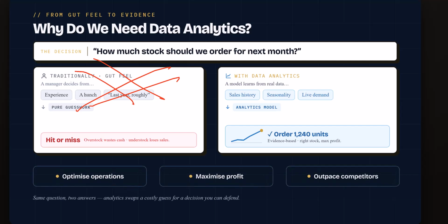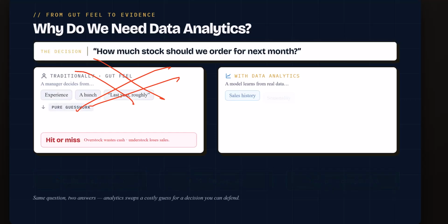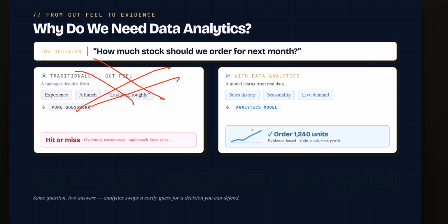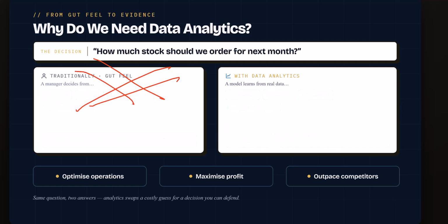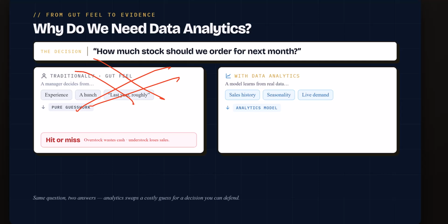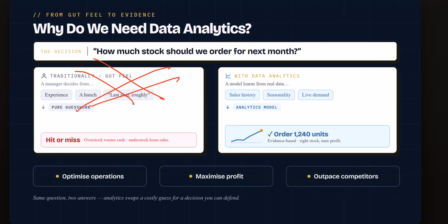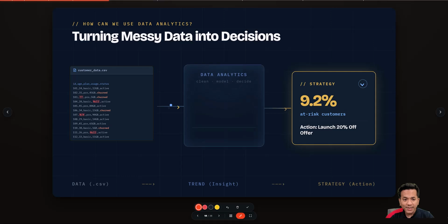You have the right amount of stock to maximize your profit. So ultimately, this is the exact same question, but analytics swaps a costly, risky guess for a decision you can mathematically defend. This is how a modern business optimizes its operations, maximizes its margin, and outpaces its competitors. All right, so that's why it is very important for us to use data analytics and not use gut feelings.